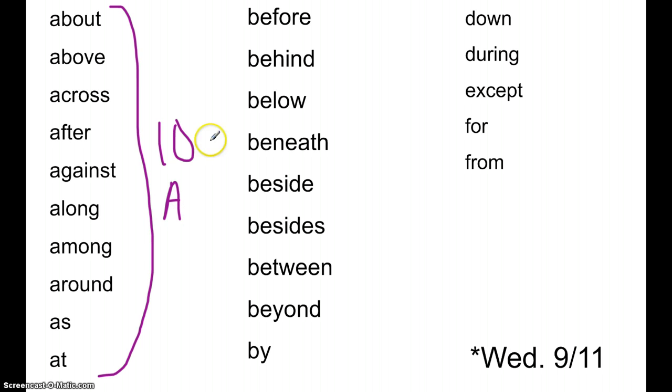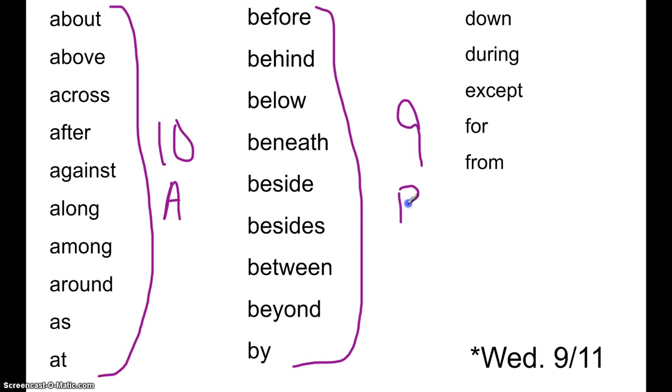looks a little funky. We have 9 words that begin with a B, and we also notice that most of our B words, 8 of our 9 B words, begin with the letters BE. Before, behind, below, beneath. We see that we have 2 that are very similar, beside and besides, between, beyond, and then we have this last little one, by. And then we've got this category that I call the DEFs, and there are only 5 of them.